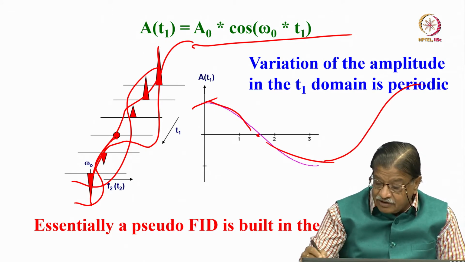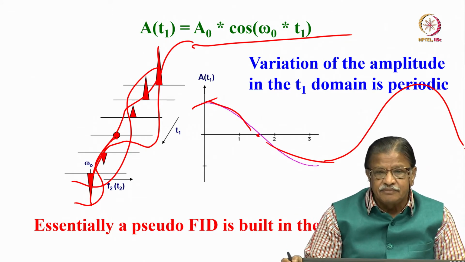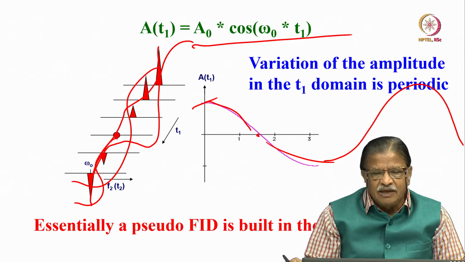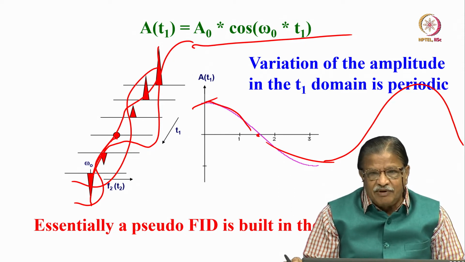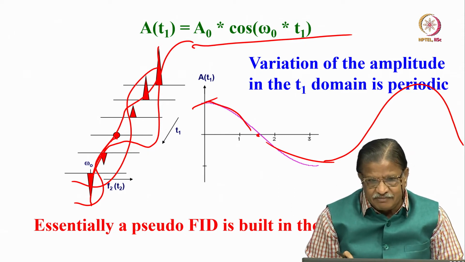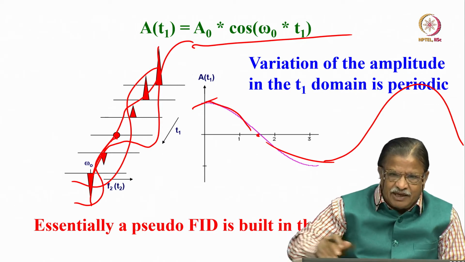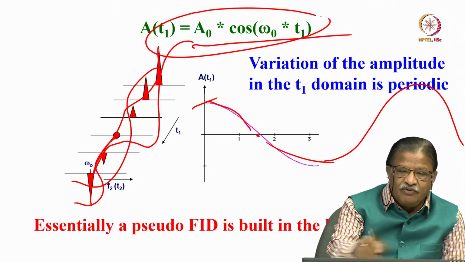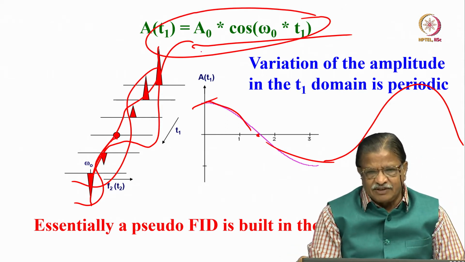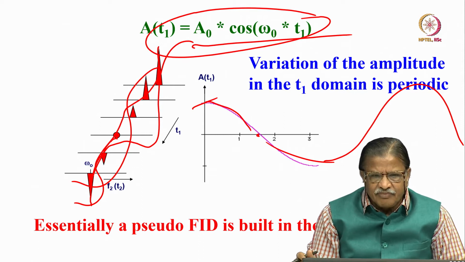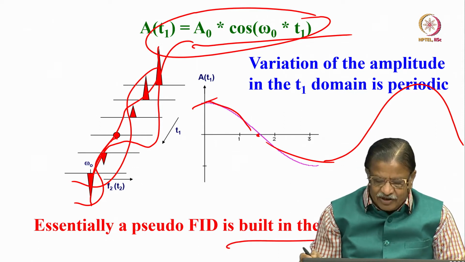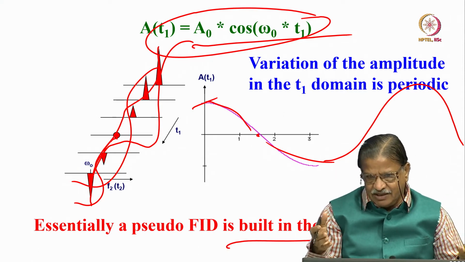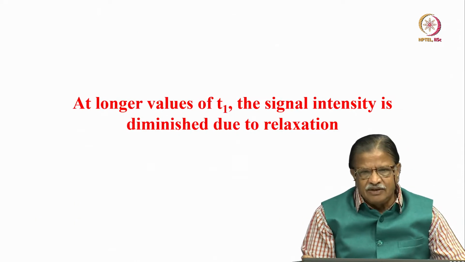And you continue like this. In fact, it undergoes oscillation. It is an oscillatory function. The amplitude varies in the time domain and it is a periodic function. It has a definite period, and keeps on oscillating according to the period. This is what we discussed in the Fourier transformation, what is a periodic function, etc. Essentially, a pseudo FID is built in the F1 dimension like this. This is what we discussed while introducing 2D.